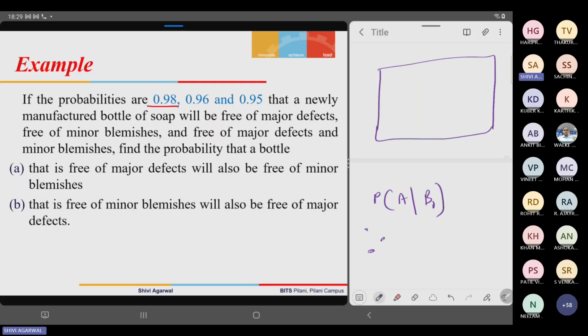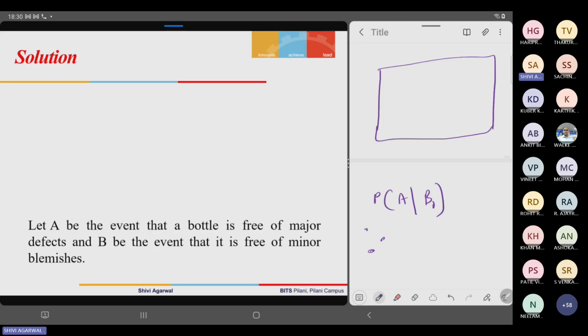So if the probabilities are 0.98, 0.96, and 0.95 that a newly manufactured bottle of soap will be free of major defects, free of minor blemishes, and free of major defects and minor blemishes. So there are three things given here: free of major defects, free of minor blemishes, and free of both. Find the probability that a bottle that is free of major defects will also be free of minor blemishes. So what is the solution?